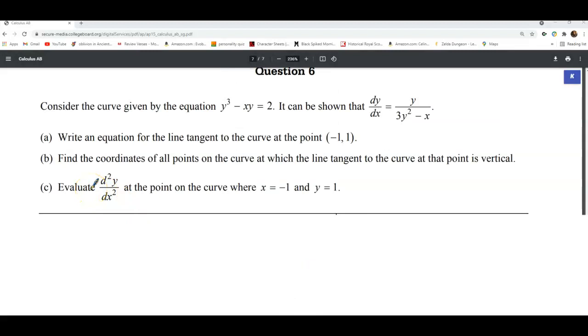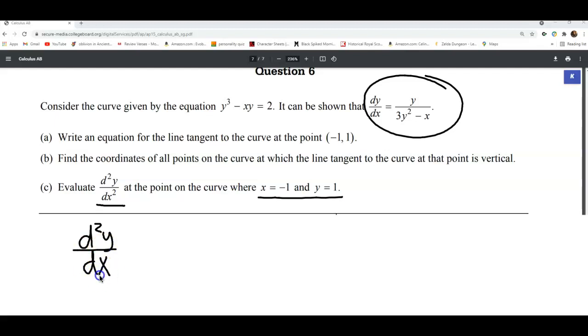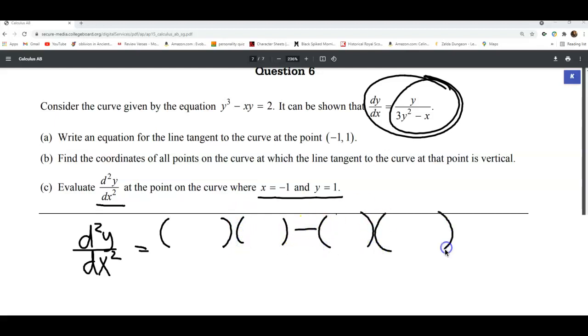All right, so for part C, it looks like they want us to find the second derivative, and then they want us to find the value of the second derivative at the point where x equals -1 and where y equals +1. All right? So how do you find a second derivative? Well, you take the derivative of the first derivative. Okay? So my second derivative, written like this, is going to be the derivative of this, which is going to be a quotient rule. So we have low d high minus high d low, draw a line, and square below.